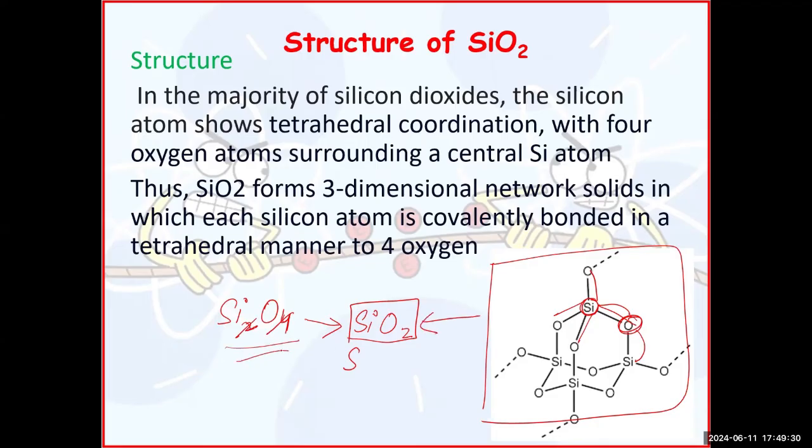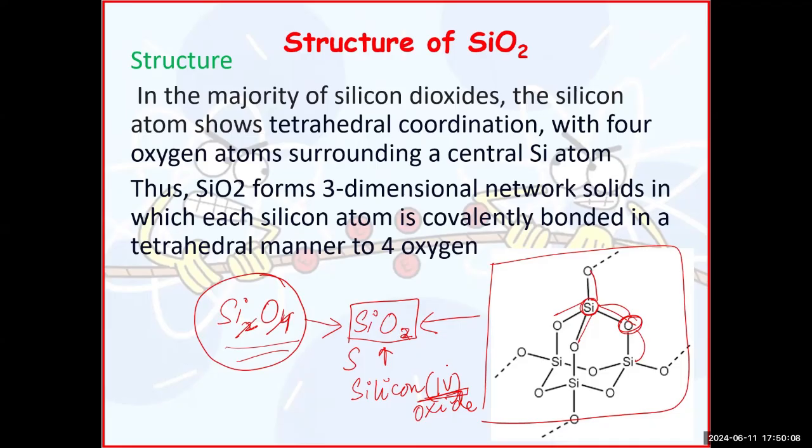not Si2O4. However, the structure says that for each silicon there are 4 oxygen, and for each oxygen there are 2 silicons. Actually, this is the molecule, but we refer to the formula for this giant structure as SiO2. And the name of this structure is silicon dioxide, that means 2 oxygen, or you call it silicon 4 oxide. Silicon 4 oxide means there is a charge of 4 on silicon.